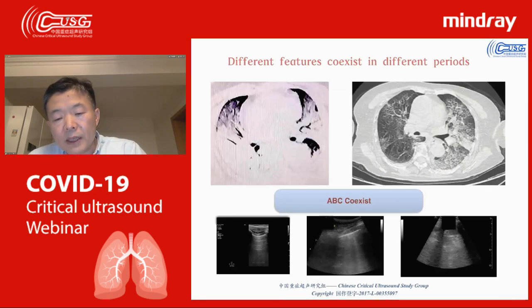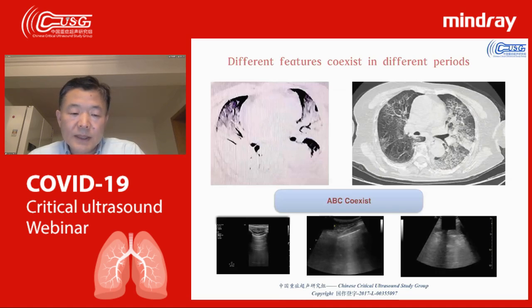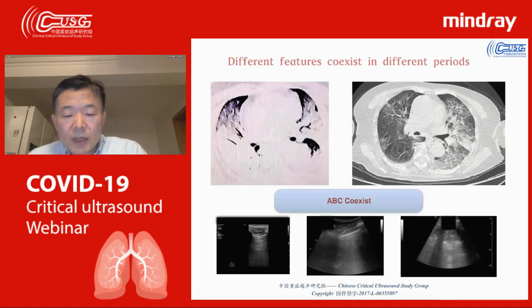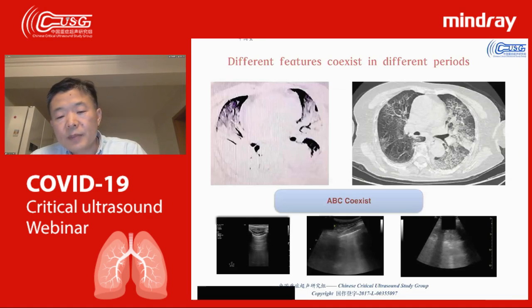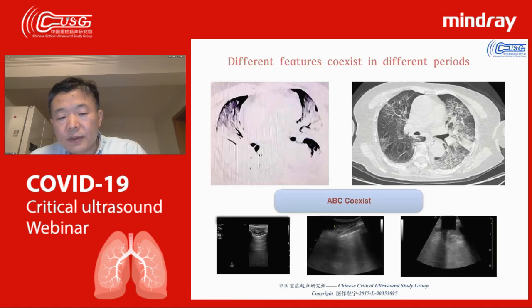Mostly in ventilated patients, where you use some positive pressure to support the patient's breathing, sometimes you will see these things together. You see here a lung ultrasound with different parts in the same patient. I think not only in this disease, but in our routine ICU patients, such as septic shock or ARDS patients, you always see these signs on lung ultrasound.